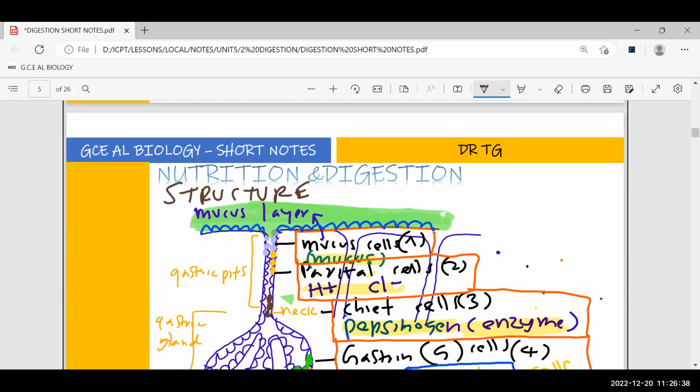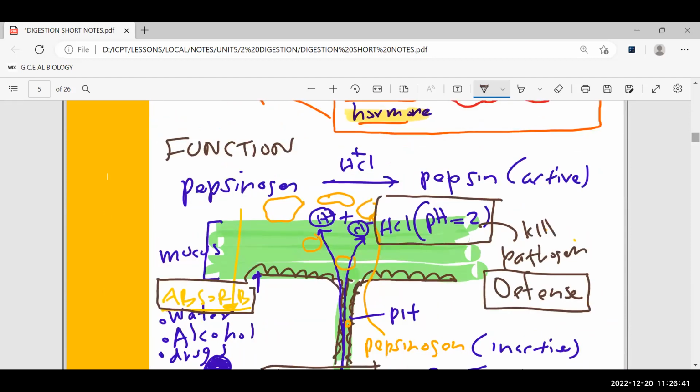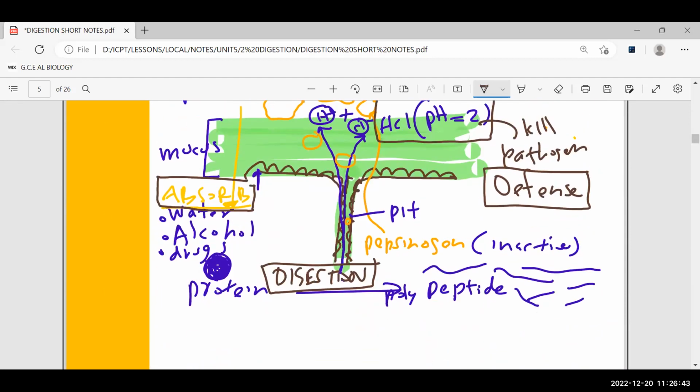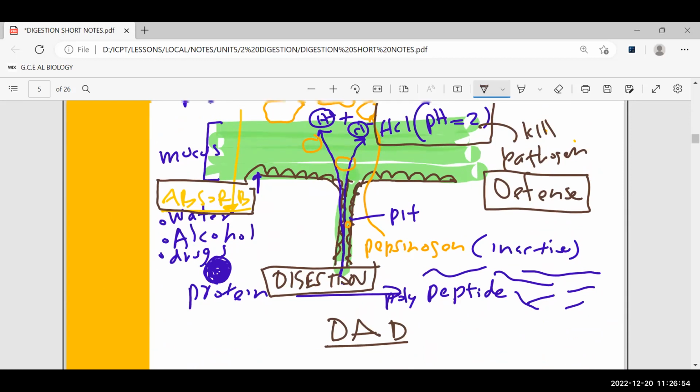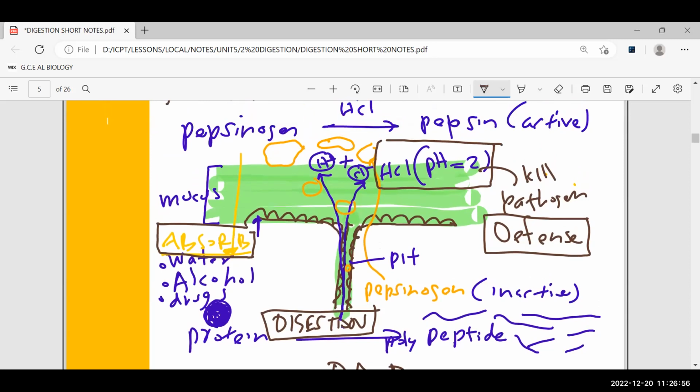Okay, structure, function. Yes, I think we did all the functions, no? So digestion, absorption, and defense. Okay, there are more, but I'm not going into them.